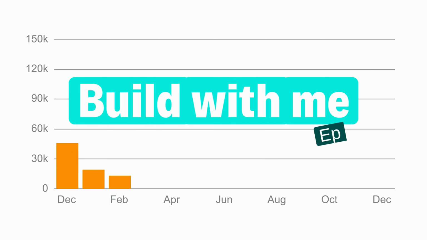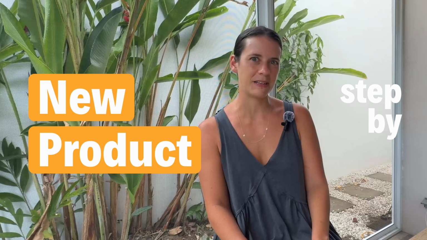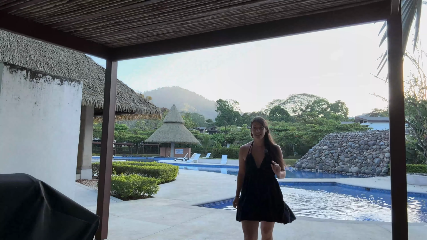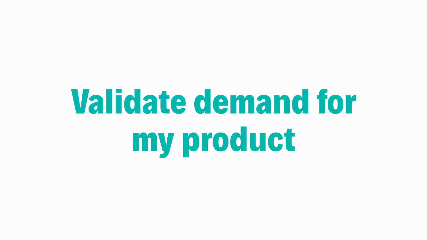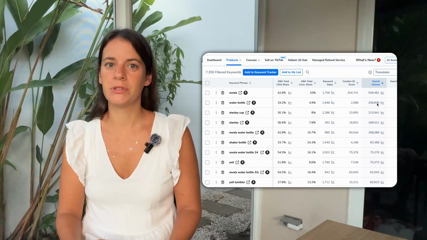I run an $850,000 a year Amazon private label brand, and I'm publicly building a new product for my brand step by step. And I'm documenting this in real time so you can see the full process as it happens. Here's what I've done so far. The goal of this episode is to validate demand for my product, a cleaning set for kids. In my Start Here video, I walk you through my full demand validation framework. But today, we're gonna do this together on my product in real time.